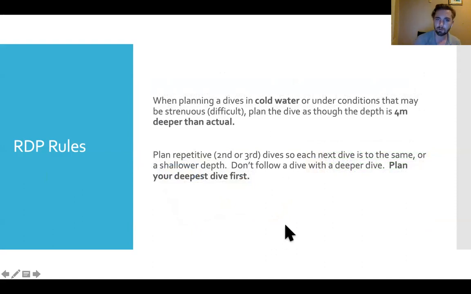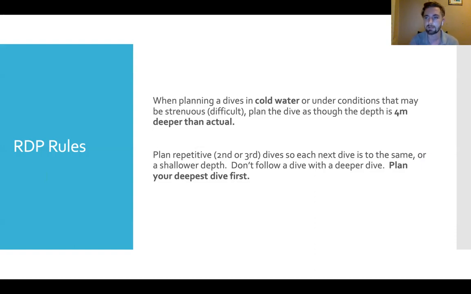Some more general rules. When we are doing dives in cold water or under conditions that are going to be strenuous, if we're maybe doing some search and recovery or something like that, or swimming in some very hard currents, we want to plan the dive as though the depth is 4 meters deeper than actual, okay? Now, this is one that we should be keeping in mind, right?